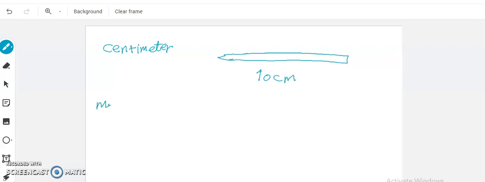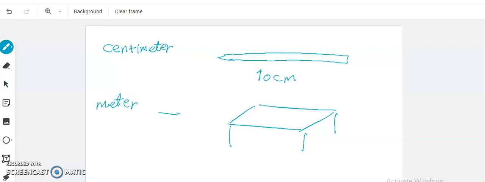The meter unit here is used for measuring larger lengths like a classroom or a table. So we use this unit for expressing it. The meter here equals 100 centimeters.